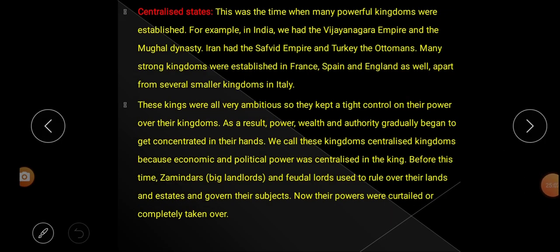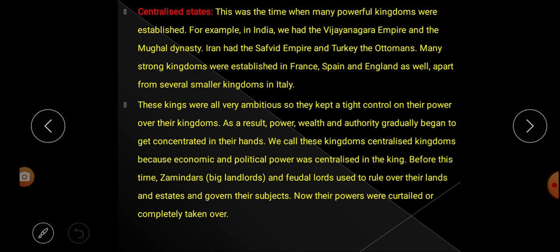Next, centralized states. This was the time when many powerful kingdoms were established. For example, in India, we had the Vijayanagar Empire and the Mughal dynasty. During this period, 1300 to 1750 CE, many powerful kingdoms were established.